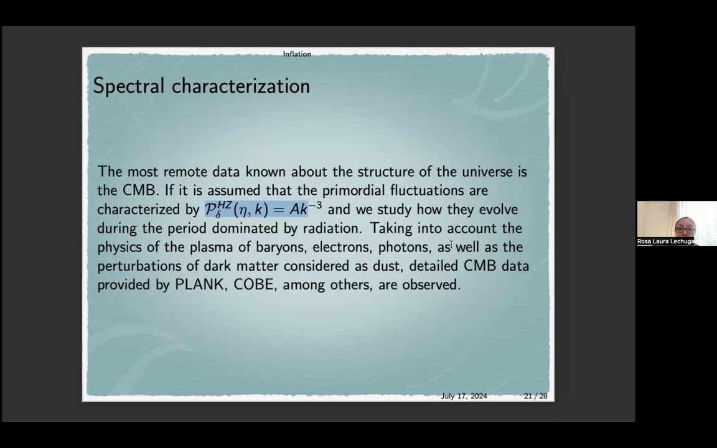They also took into account the plasma effect of the baryons, the electrons, the photons, and the perturbations of dark matter. So they thought, maybe not properly, of the dark matter, but they considered it as dust. And they try to see what happened with the primordial fluctuations.